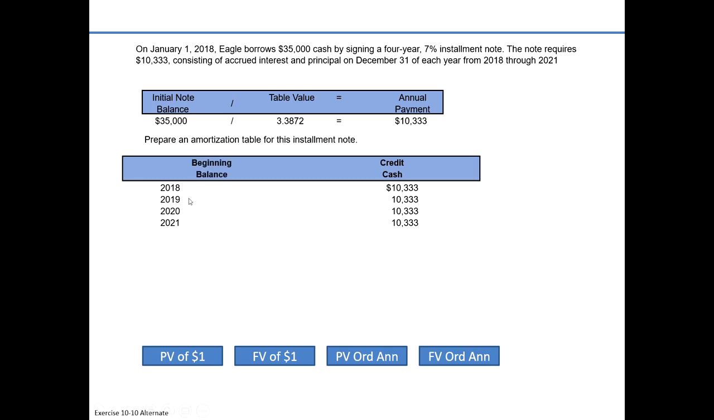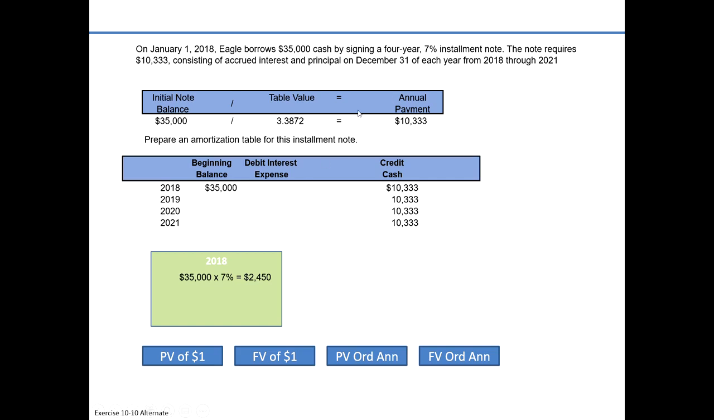Where I'm going to start out is with the beginning balance on day 1, January 1st, 2018, and that's the full amount of principal or the note that was signed of $35,000. The first thing I'm going to do is figure out how much, again, of that $10,333 cash payment is going to be interest. How I do that is I take the beginning balance at the beginning of that particular year, which happens to be $35,000 at the beginning of 2018. We just borrowed the funds.